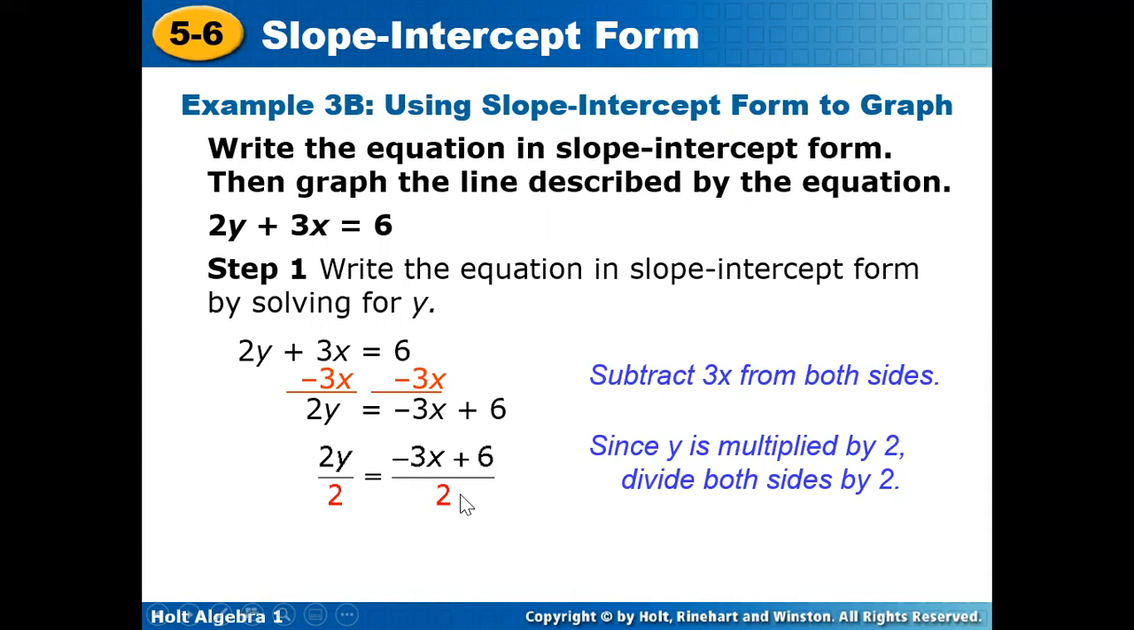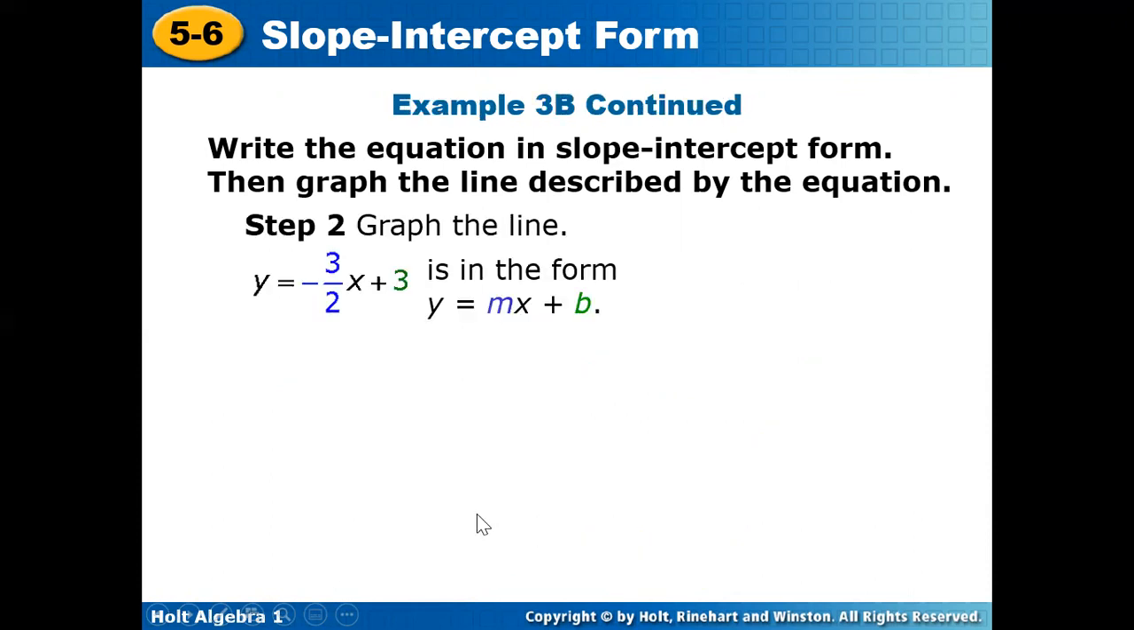And then you get negative 3x plus 6 divided by 2. Negative 3 over 2, right? Negative 3x over 2 is equal to negative 3 halves x. 6 divided by 2 equals 3. So we have our equation, y is equal to negative 3 halves x, remembering that negative 3 halves is our slope. And then plus 3, remembering that plus 3 is our y-intercept. And now we are going to graph it.